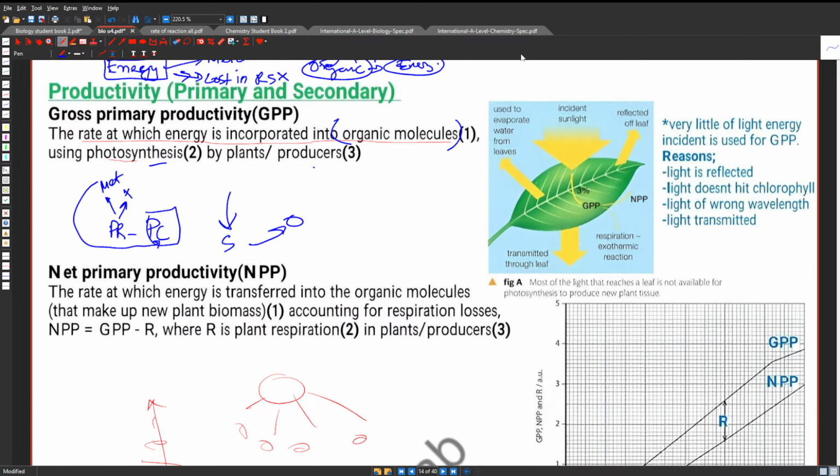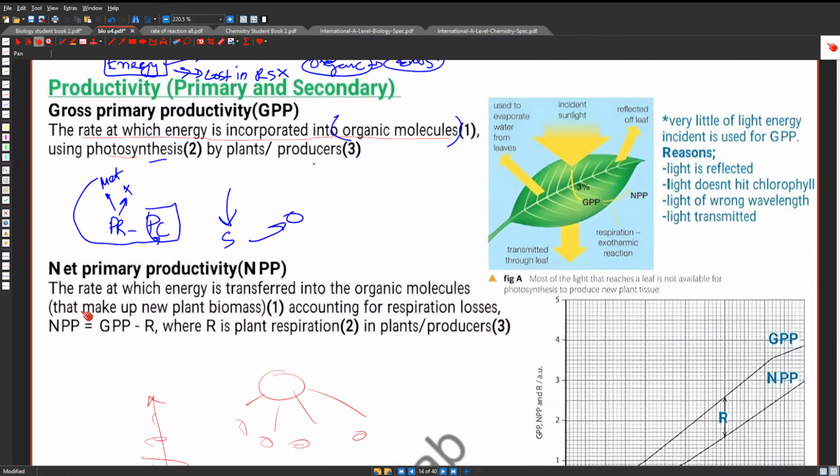Okay, more or less, we can think about it this way, but it's not exactly the same. There is some nuance. Anyways, NPP, the important parts.